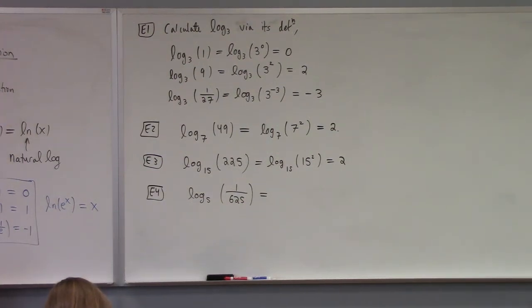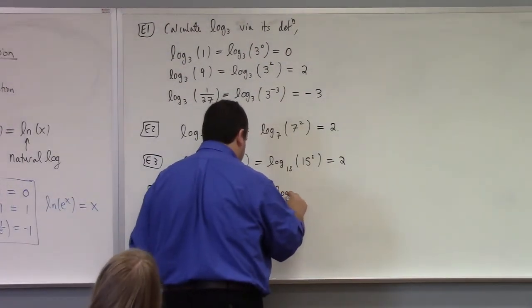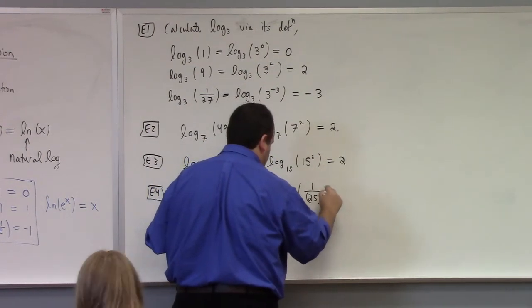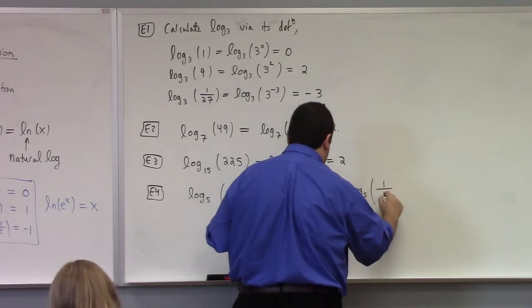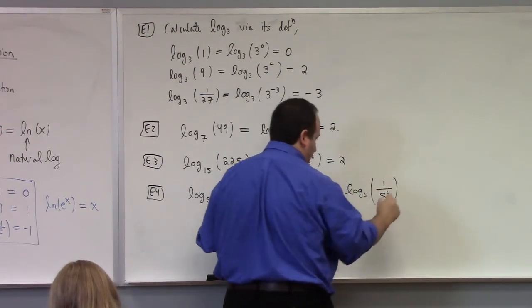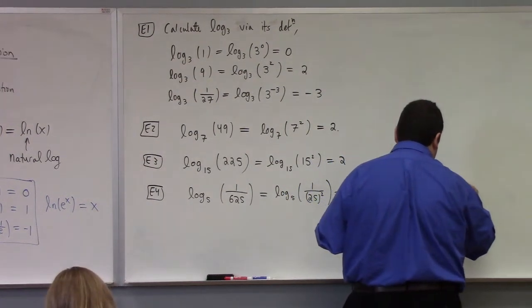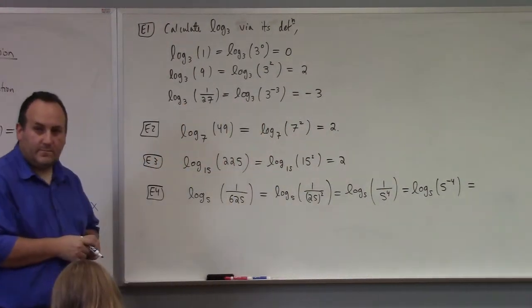What is 625? Everybody knows that that's 25 squared, right? And everybody then knows that this is really log base 5 of 1 over 5 to the 4th power, which is log base 5 of 5 to the minus 4 power. So the answer is -4, right?